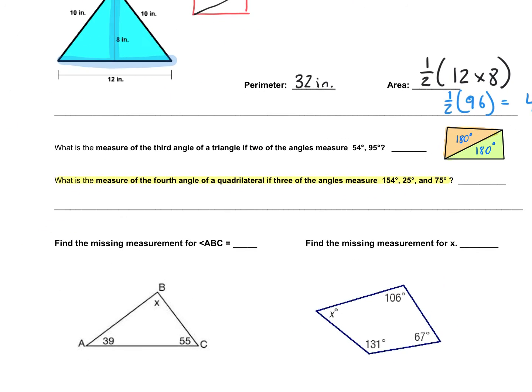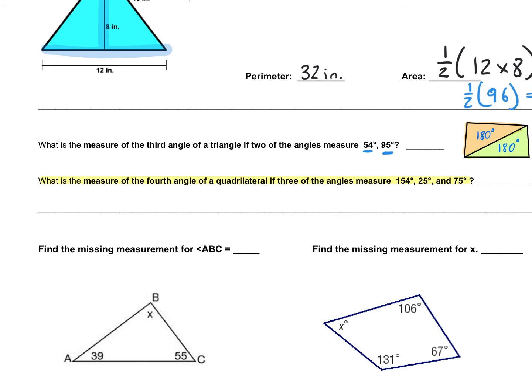Now let's think here, if I have two angles, 54 and 95, I need to add those up and then subtract from 180. Once I add up, I get 149, and when I subtract from 180, I get 31.